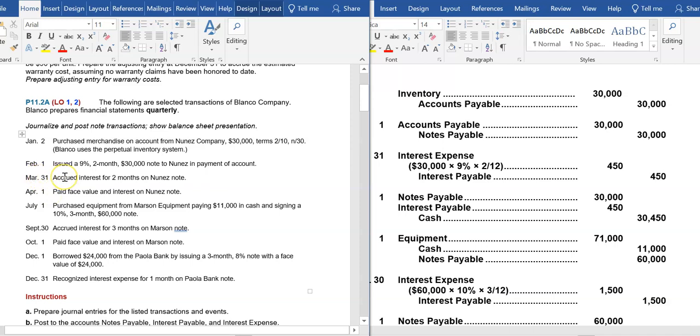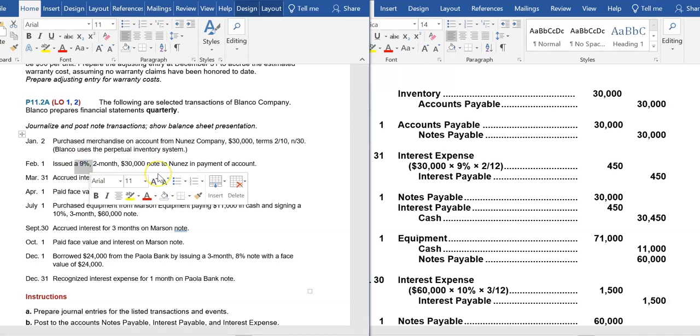On March 31st, we have to record the interest that has accrued or been incurred, so that all of the interest expense for that quarter that was incurred in that quarter is recorded within that quarter. Okay, so accrued interest for 2 months. The amount of interest that we need to accrue is calculated by taking the face amount of the note times the stated interest rate.